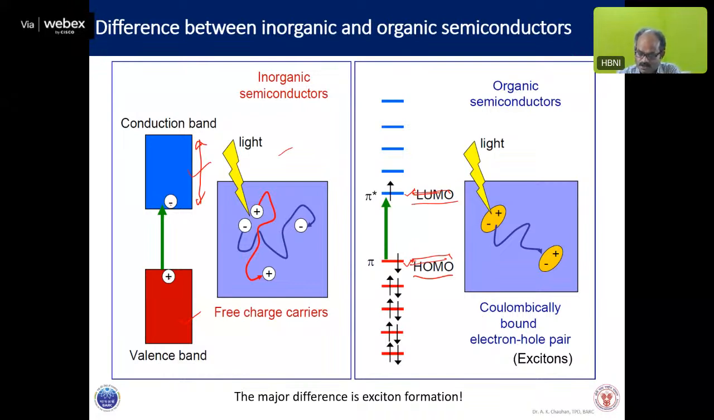You have a situation where now when a light is absorbed, the electron will move from this place to this place. It will remain bound. So electron-hole pairs are not generated, but excitons are generated, which are coulombically bound. They will remain at this HOMO-LUMO only.